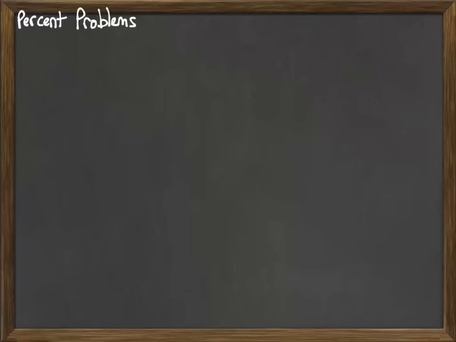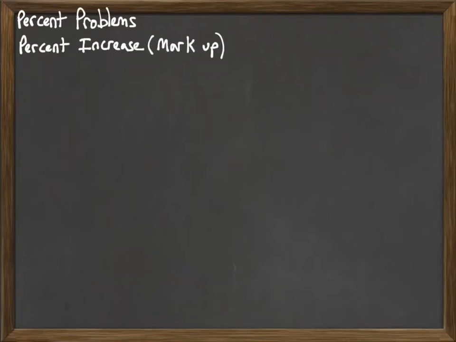Now that we've tackled the problem of percent questions in the last video, we're ready to tackle actual percent problems. Percent problems tend to involve one of two things: either a percent increase, which is sometimes called a markup. One common place you see markup is with sales tax. When you purchase an item from someplace, usually you have to pay sales tax, and that's an example of a percent increase.